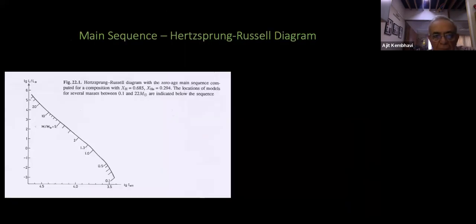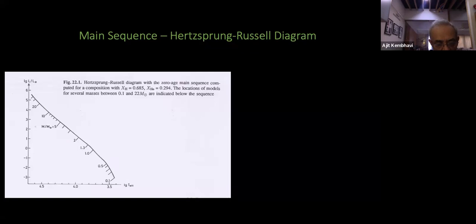Here you can remember the main sequence, where you have the effective temperature on the x-axis and the luminosity on the y-axis, which is actually the absolute magnitude. And you see that you have produced beautifully the main sequence from the theory. But this main sequence is a line.